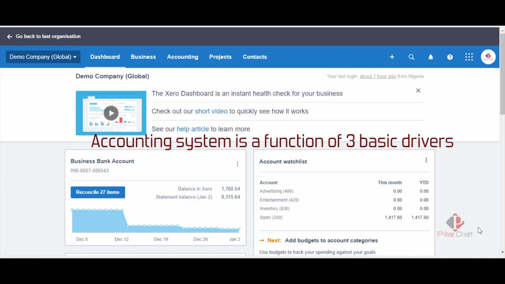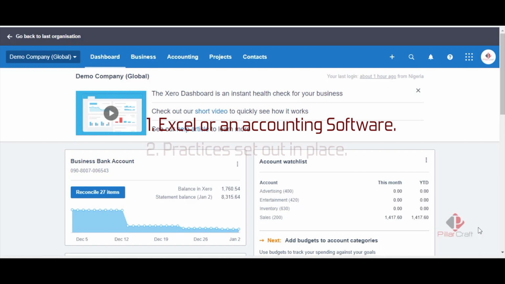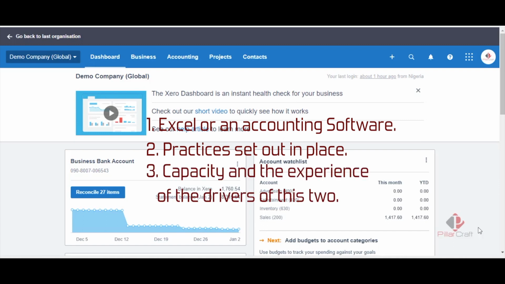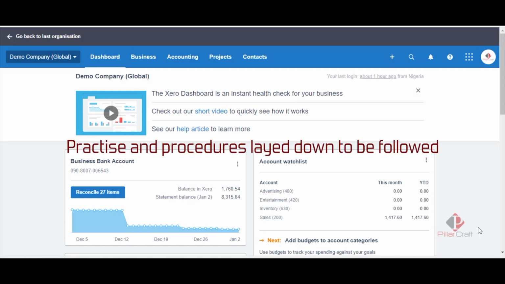Now, an accounting system is a function of three basic drivers. One, the basis of capturing financial transactions, which can be either Excel or accounting software. Two, the practices that you have set in place. And three, which is also very important, the capacity and experience of the driver of these two. The driver can be you as a business owner or an accountant, driving how the accounting software is used and also the practices and procedures laid down to be followed.